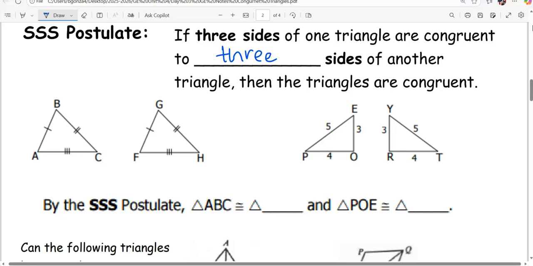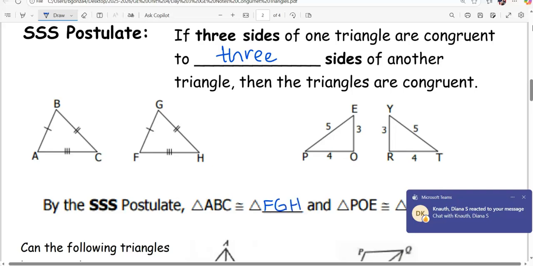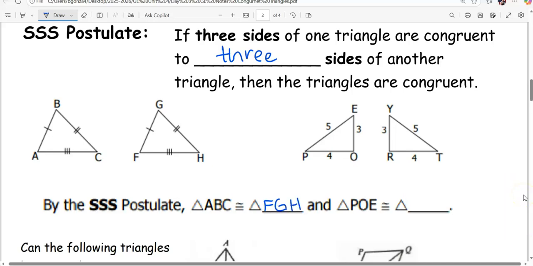So ABC matches what? F to G to H. Okay? Now, over here, there are no tick marks. But I can match up numbers. 3 and 3, put a 1 tick and a 1 tick. 4 and 4, put a 2 tick and a 2 tick. 5 and 5, put a 3 tick and a 3 tick. Now do you see that it is side, side, side? Three sides match three sides, right?